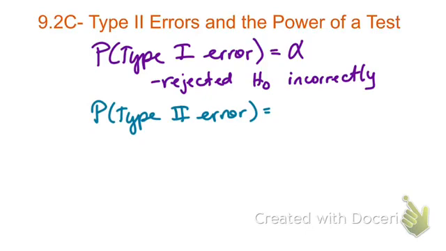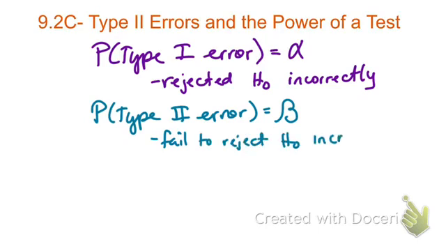Remember, alpha is the first letter of the Greek alphabet. Beta is the second letter of the Greek alphabet. This is when we fail to reject the null hypothesis incorrectly. Again, this is an error, so we did something wrong. We did not reject the null hypothesis, but we should have. So these are our probabilities of making errors.